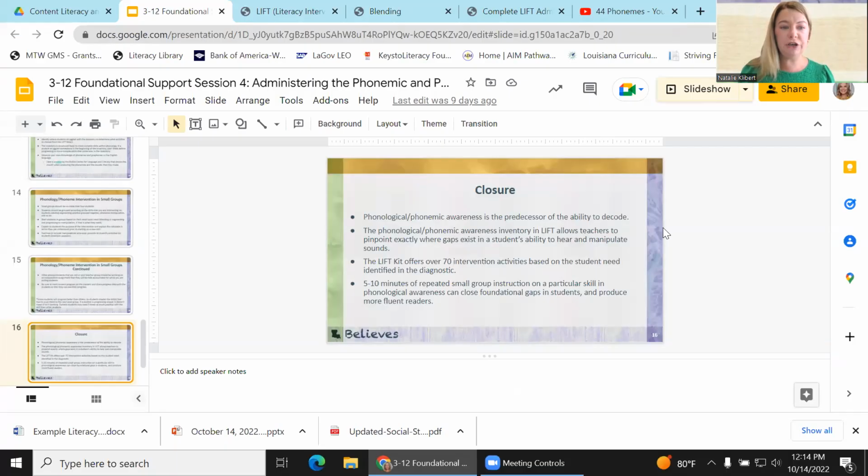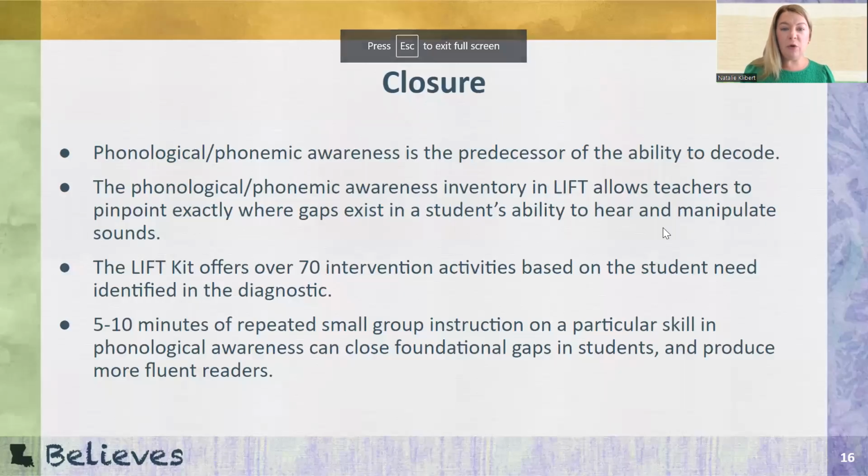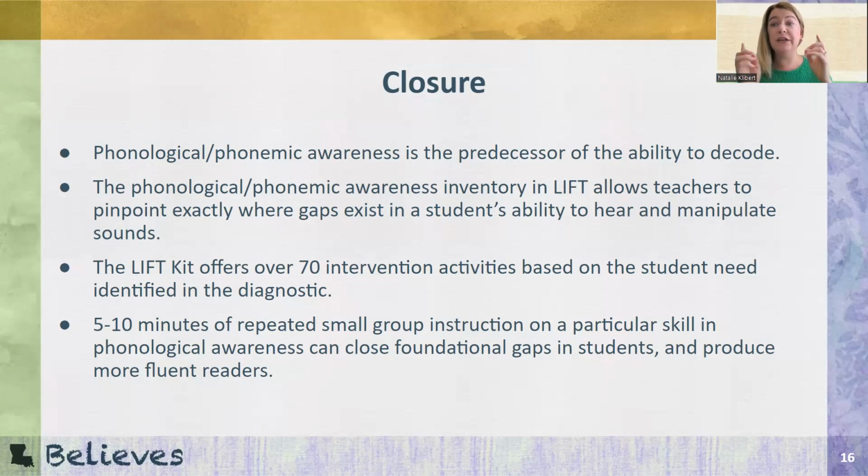So in closure, phonological and phonemic awareness is the predecessor of the ability to decode or read. This has to happen before they can match sounds to letters. They have to be able to understand those sounds and manipulate those sounds before they can match the letter to it. The phonological and phonemic awareness inventory in LIFT allows teachers to pinpoint exactly where gaps exist in a student's ability to hear and manipulate sounds.